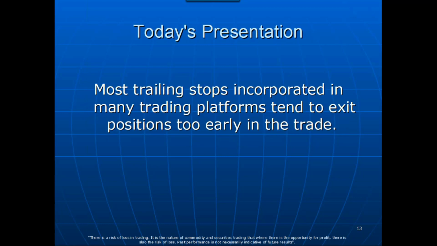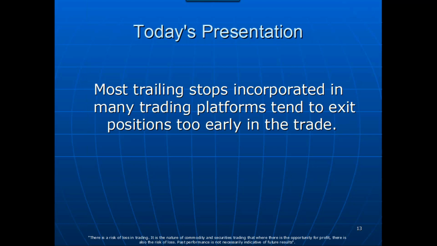Problem is that most trailing stops incorporated in many of the trading platforms, I don't care if it's TradeStation, Thinkorswim, Multicharts, any of these, they tend to exit the positions too early in the trade. They're not adaptive enough to know if a trade's actually in progress, how long has it been in progress, what is the average amount of profit for this particular type of trade, where is your threshold for kicking in your trailing stop, and how big does your trailing stop have to be.